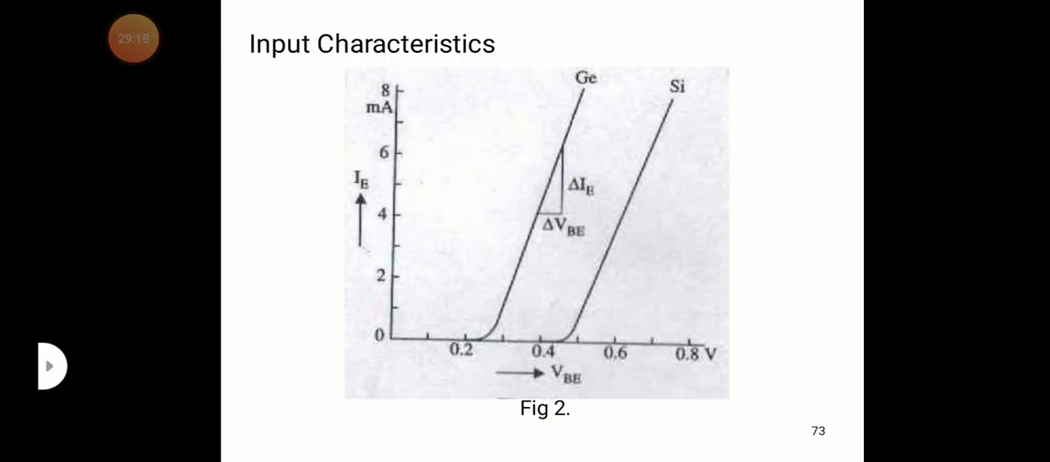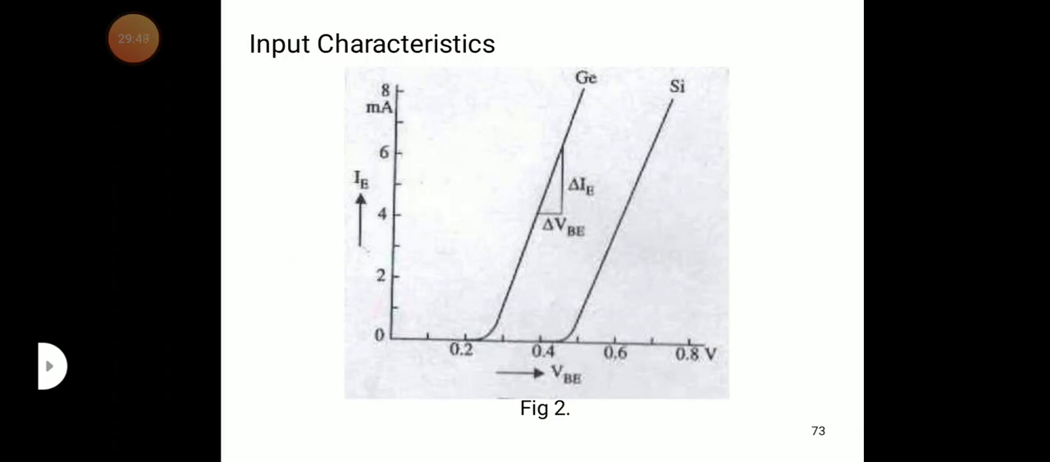Just like the PN junction diode, we already know germanium has 0.3 V and silicon has 0.7 V. But because of the input and output voltages, it is not a pure diode. So we have the two characteristics, that is IE versus VBE when VCB is constant.